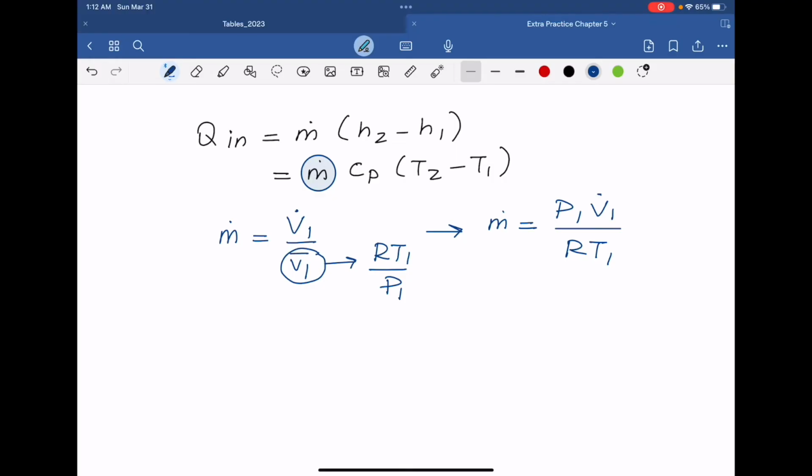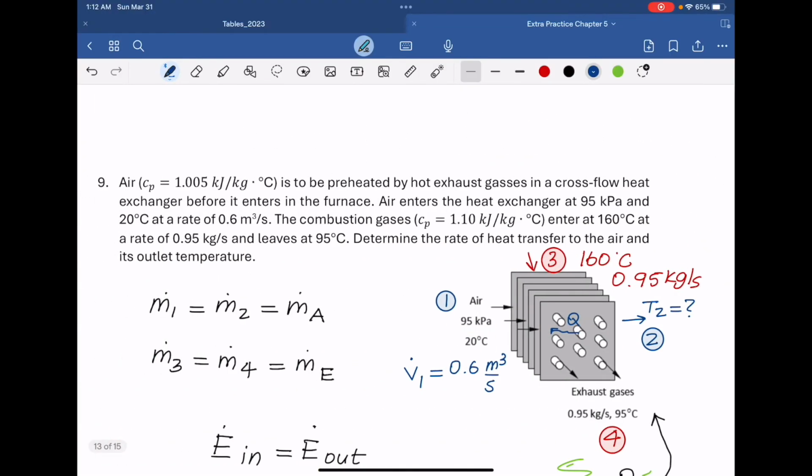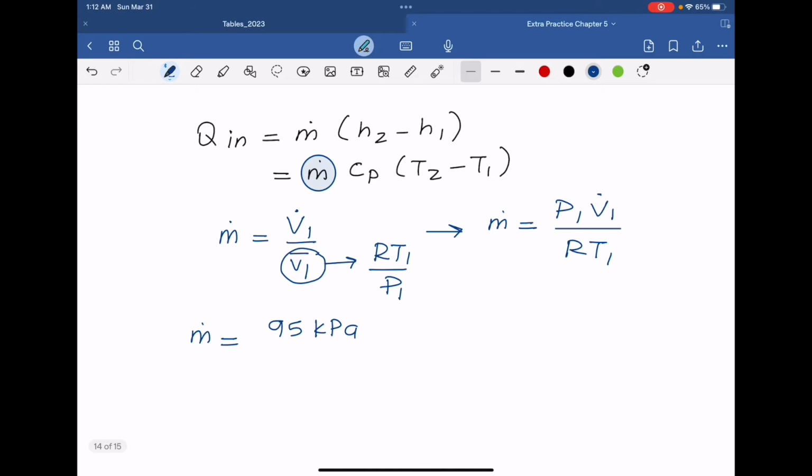Okay, so we just need to therefore plug in the values we have. 95 kilopascal is, if you look at it, given to us for the pressure. So that, and then volumetric flow rate is directly given to us. And R is for the air.